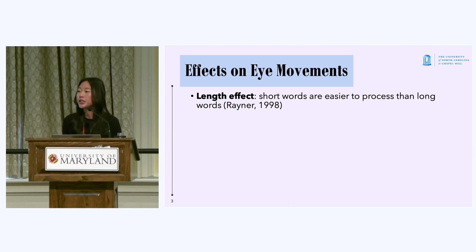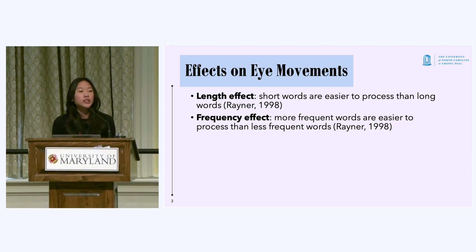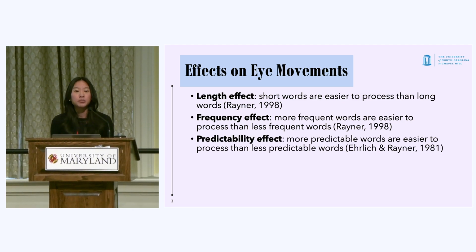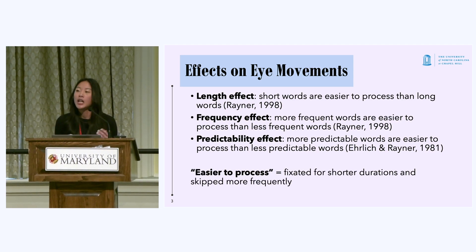These factors have been shown to have robust effects on eye movements. So the length effect is such that short words are easier to process than long words. Frequent words are easier to process than less frequent words. And more predictable words are easier to process than less predictable words. And by easier to process in the context of eye movement data, I mean that these are fixated for shorter durations and skipped more frequently.